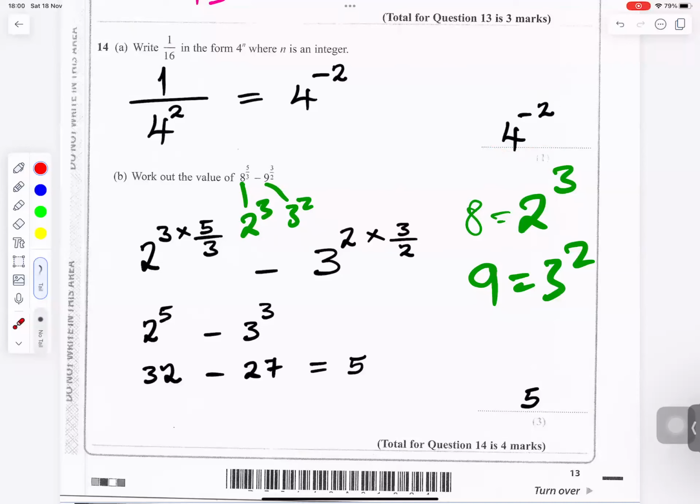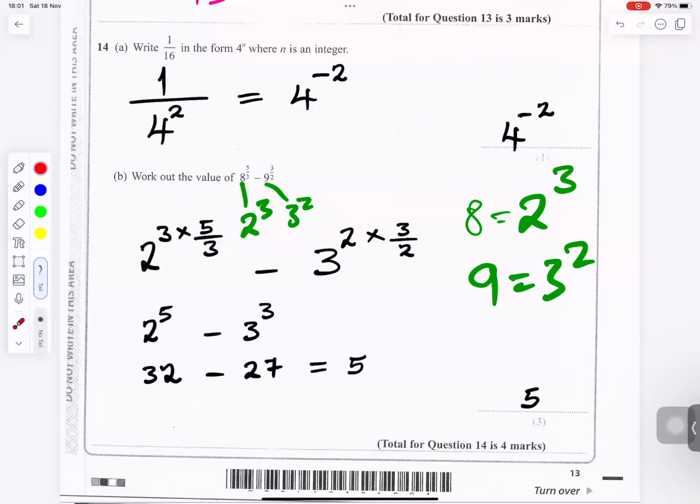Work out part B. Work out the value of 8 to the power 5 over 3 minus 9 to the power 3 over 2. First thing you want to do is 8 is the same as 2 cubed. 2 times 2 times 2 is 8. 9 is the same as 3 times 3, 3 squared. So you replace 8 with 2 cubed and replace 9 with 3 squared.